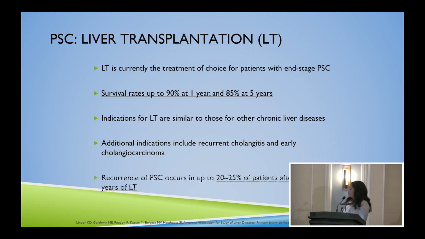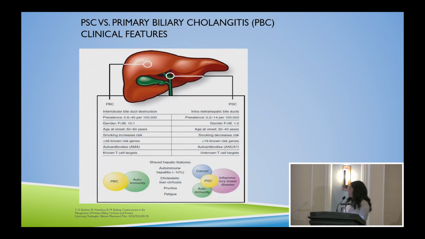So I think I'm running out of time, I was told, but I think it's good to compare PSC with PBC. I think some people get that mixed up. Can I have 1 minute on that, briefly? So PBC does affect the small intrahepatic bile duct versus PSC, which is larger. As we know, PBC affects mostly women, PSC mostly men. Age of diagnosis, PSC around 30s to 40s, PBC maybe in 50s. Diagnostically, anti-mitochondrial antibodies are positive in over 90% of patients with PBC. That's not the case for PSC.